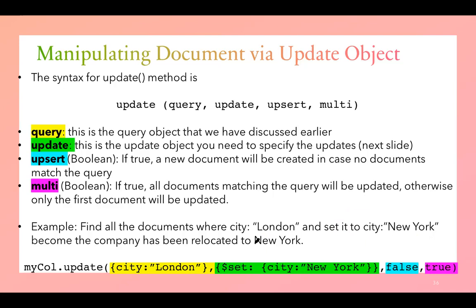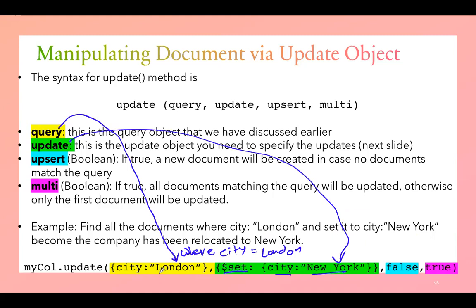So how do you write that? Once again, I color coded this. This is the query, my where clause, where city equals London. The yellow coded region is the query object. Then the green coded region is what you have to set, right? So $set city equals Newark. This is the update object. So wherever the city is London, replace that with city Newark. And I'm having upsert false.